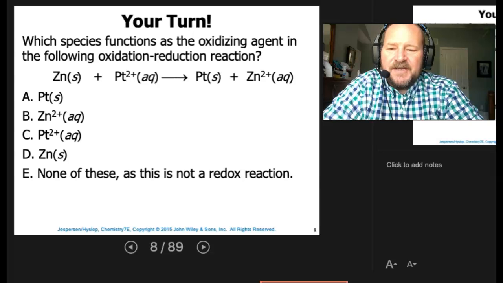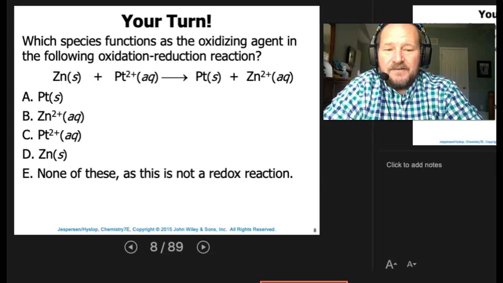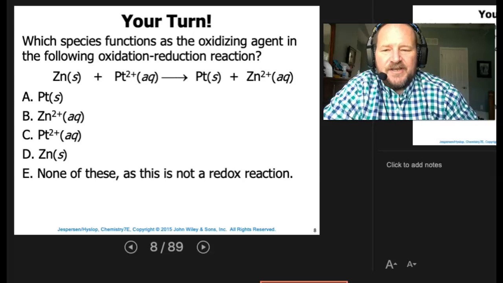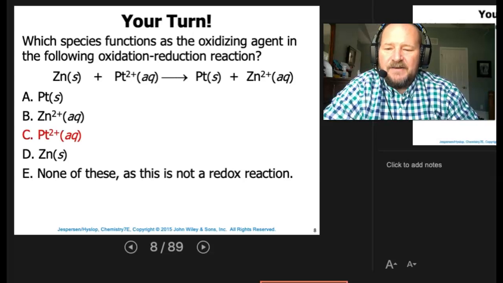So we can see zinc is going to go from 0 to +2. That means it's going to be what? Oxidized, right? Because it's losing electrons. The platinum is going to go from 2+ to 0. That's a reduction even though we're starting at a plus, right? So it's +2 reducing to 0. And so the oxidizing agent then should be the platinum.